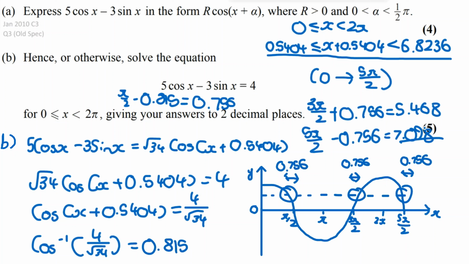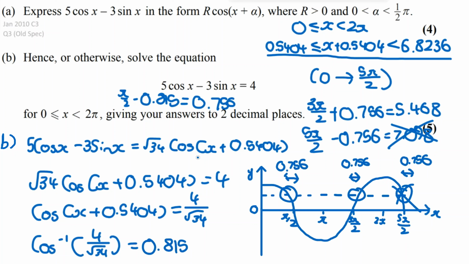However, you can see that 7.098 lies in the expanded interval on the graph here, but in this actual interval the highest it can be is 6.8236, and this is bigger than that, so this is not actually a solution. So therefore there are only two solutions on this graph here.